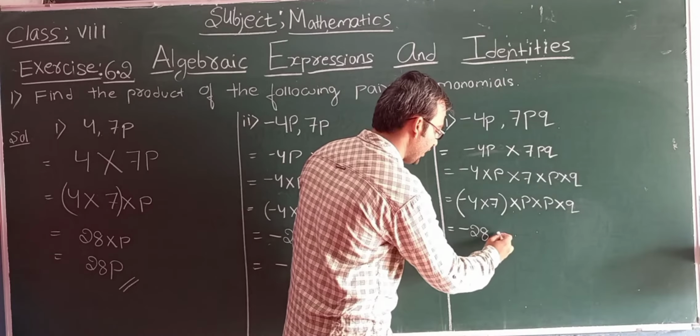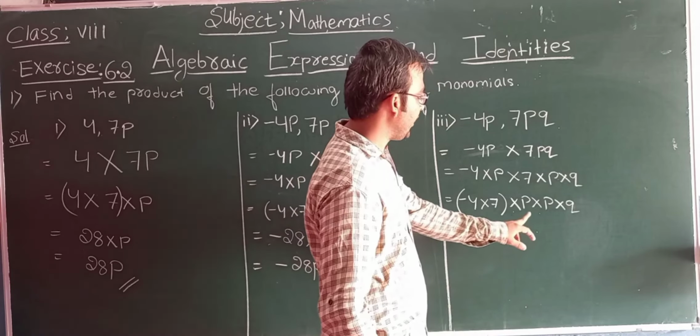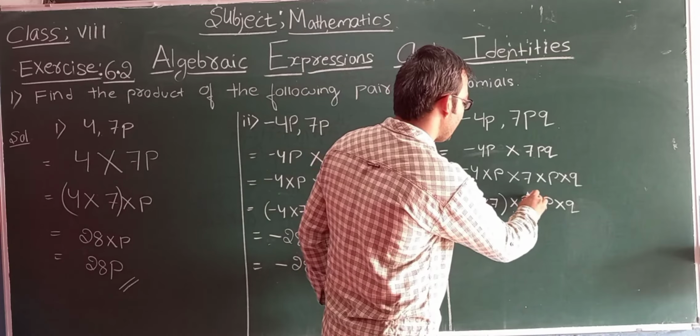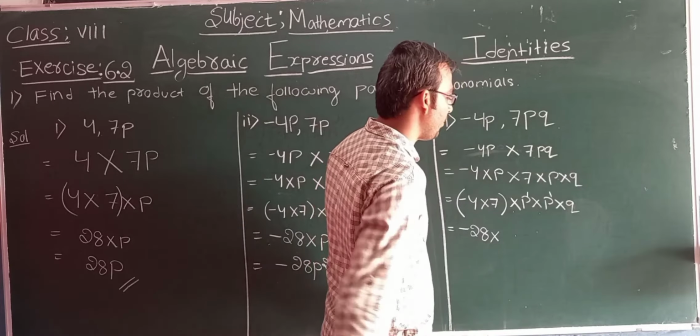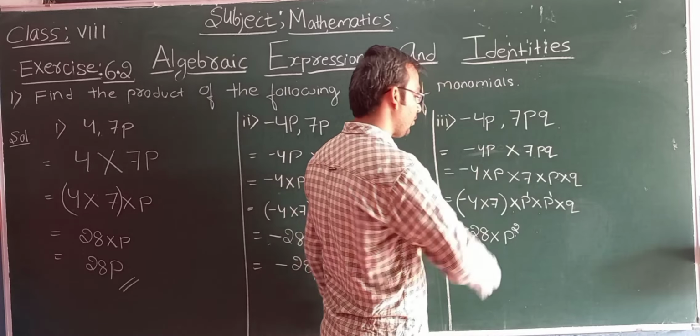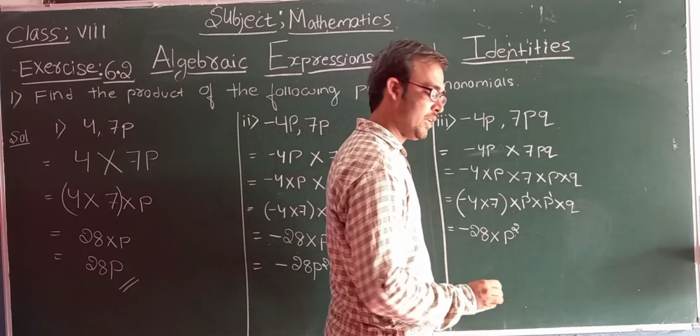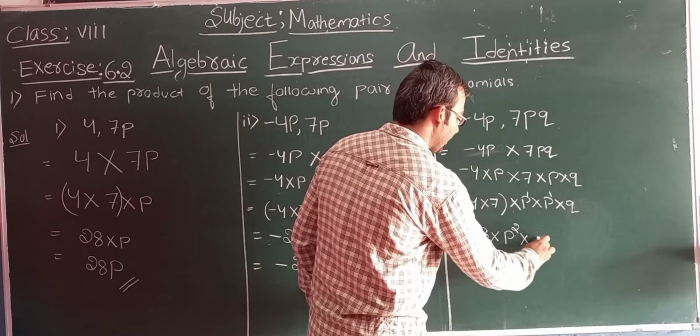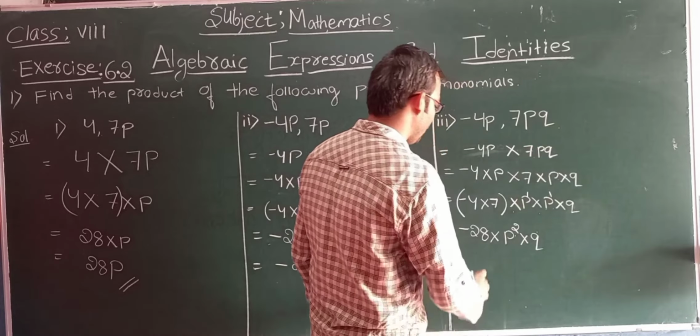Now into, here into is there, no? So into. Look here, nothing is there, which means 1 will be there as the power. Here also nothing is there, so 1 will be there. So P into P is what? P square. And here into is there, no? So write into and Q.